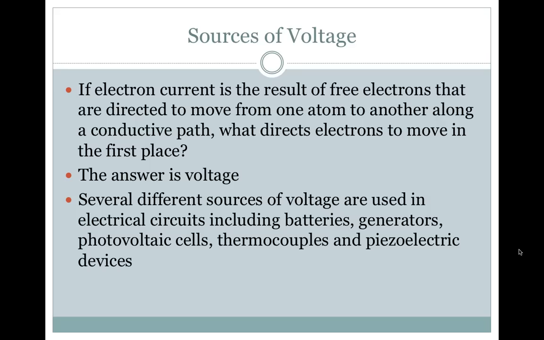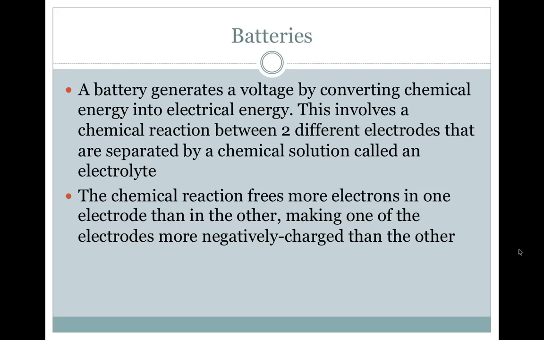Batteries. A battery generates a voltage by converting chemical energy into electrical energy. This involves a chemical reaction between two different electrodes that are separated by a chemical solution called an electrolyte. The chemical reaction frees more electrons in one electrode than in the other, making one of the electrodes more negatively charged than the other.